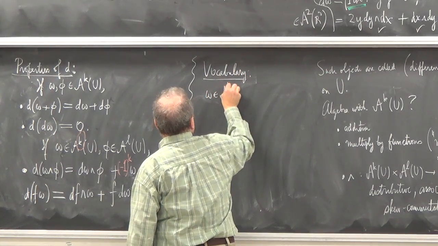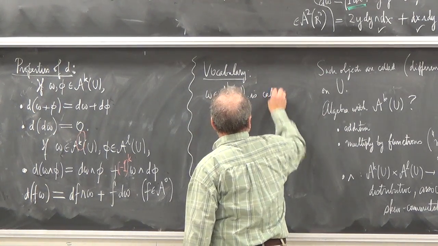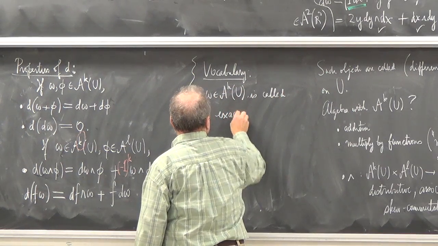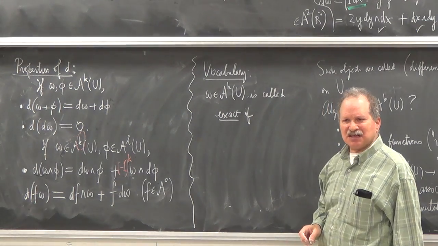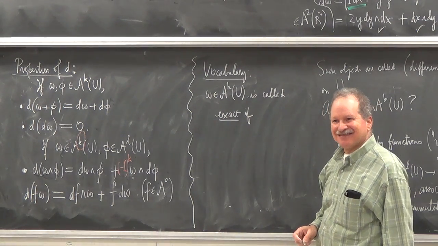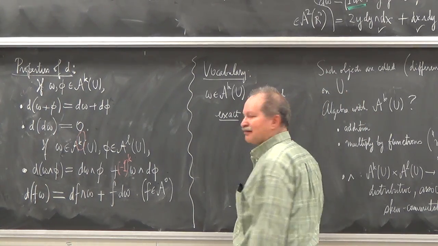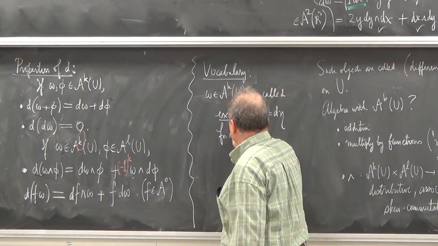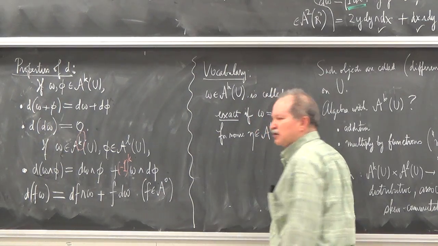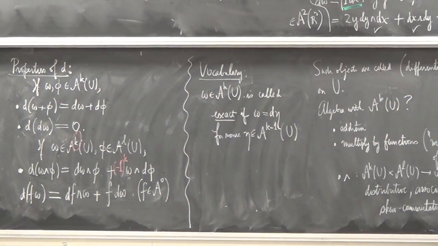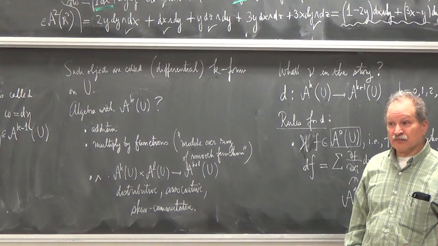Omega, a k-form, is called exact if, some of you have seen this in differential equations, same terminology, if omega is d of somebody, for somebody who's a k minus 1 form. So where in Math 2700 did this show up?